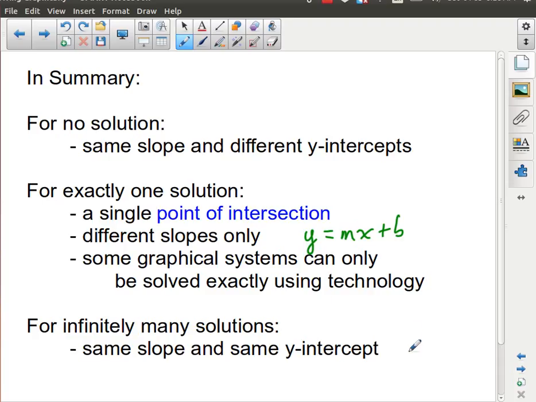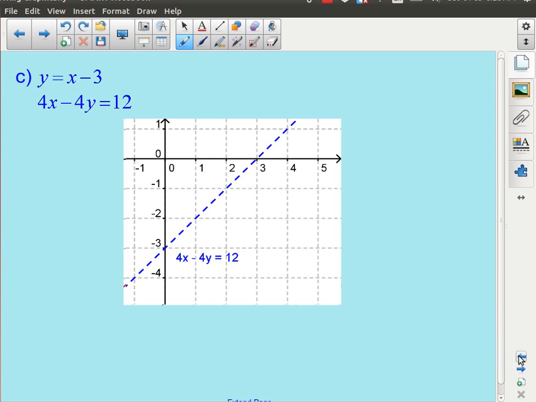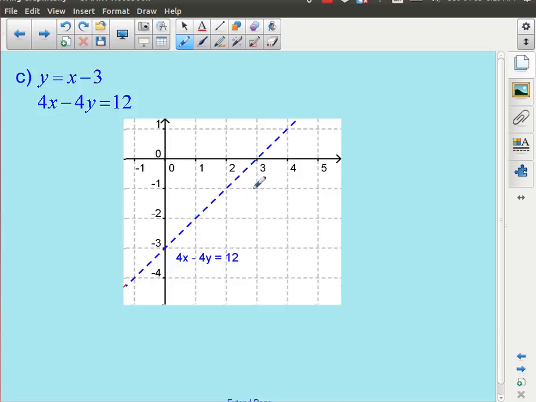And then we can have infinitely many solutions. That occurs when we have the same slope and the same y-intercept, which really means we have the same line. You may have it represented differently. I'm just going to go back to the example we had for that one. It's a little cleaner here. So for this one, these two equations look different, but when you graph them, you end up with the same straight line.